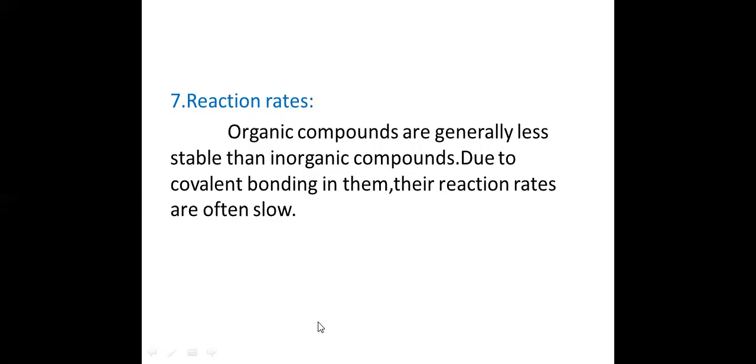Because a covalent bond is a weaker bond than an ionic bond, ionic compounds are more stable and have a high reaction rate compared to organic compounds, which have covalent bonding in them, and their reaction rates are often very slow due to that covalent bonding.